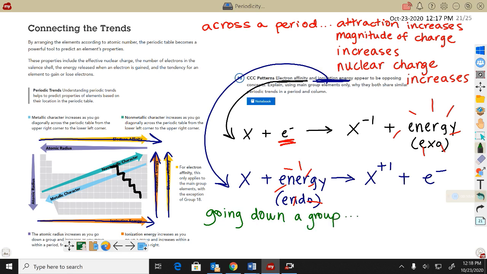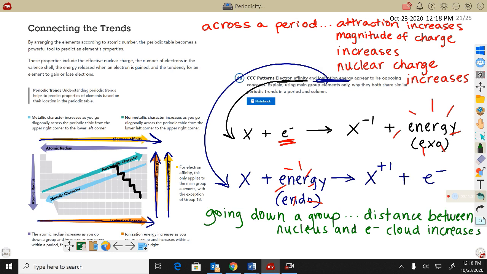Okay, so going down a group, we got to get one thing kind of cleared up. Going down a group, you're adding energy levels, right? I think everybody gets that. We're adding energy levels, so the distance between the nucleus and the electrons is increasing. Distance between nucleus and electron cloud increases.